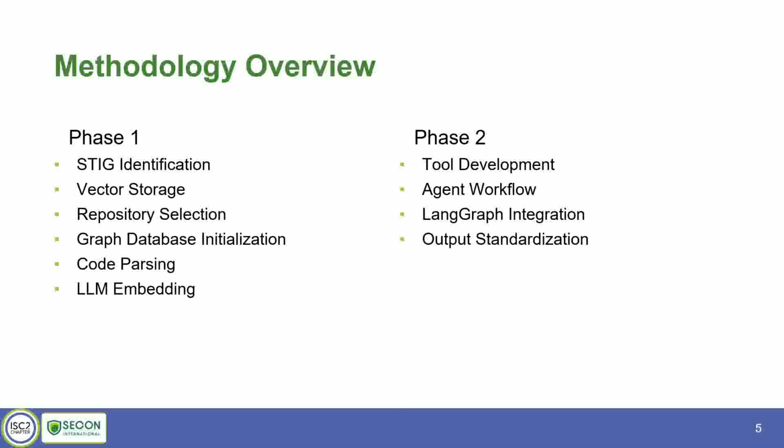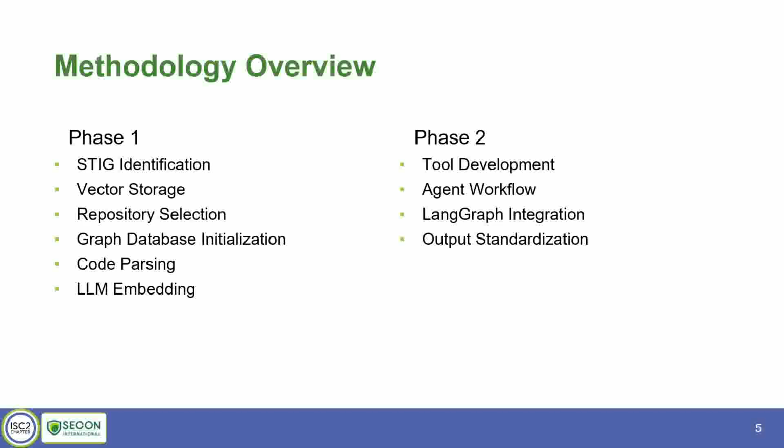Next, we clone the target repository and initiate the graph database. This enables us to model code objects and their relationships dynamically. Parsing the code repository into individual components allows for more granular analysis, ensuring that nothing is overlooked. The final step in this phase is embedding STIGs and code entities using LLMs, which creates a semantic link between code and security guidelines. The second phase focuses on applying agentic workflows to identifying vulnerabilities.